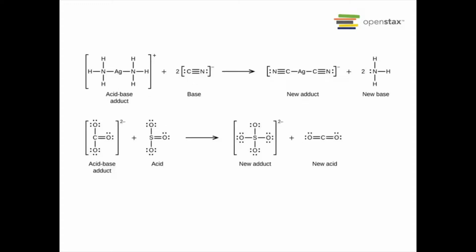So you see all these different types of adducts that can form based off of these reactions. You can have an acid-base adduct reacting with another base to form a new adduct and a new base. Okay, so there's a couple examples there. There's all kinds of them.